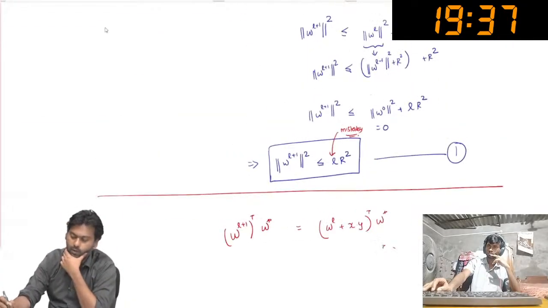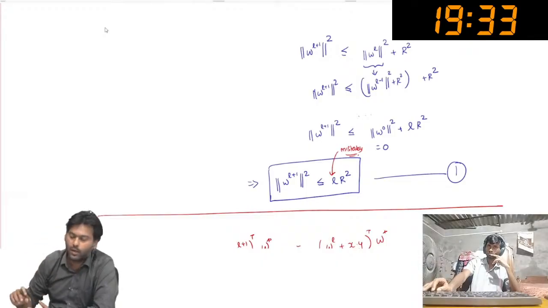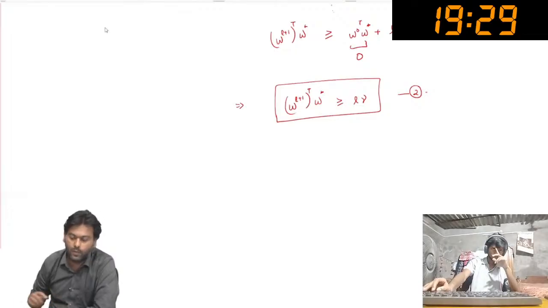And I know already from the previous argument that as I make mistakes, the length of W_{L+1} cannot grow by too much. Somehow we need to relate these two things, right? On one side we have an upper bound on the length squared of W_{L+1}, on the other side we have a lower bound on the dot product with W star. So how can I combine these two things?